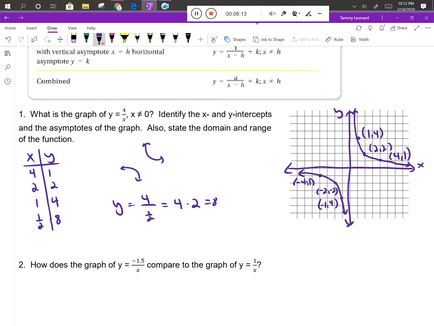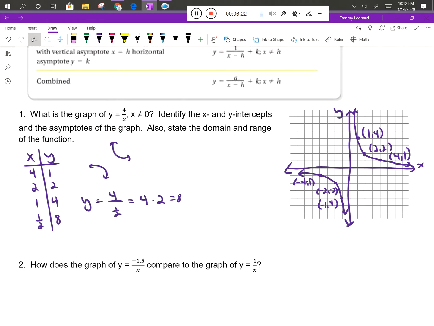All right, so now we're asked to go a little bit further. It says identify the x and y intercepts and also to state the asymptotes. Well, we mentioned this the other day. There are always 2 asymptotes with a graph like this. Remember, an asymptote is a line that the graph approaches but never actually touches. And in this case, it's the x and y axes.